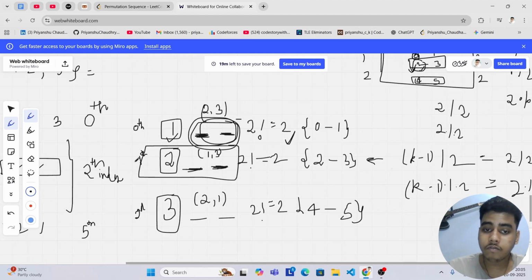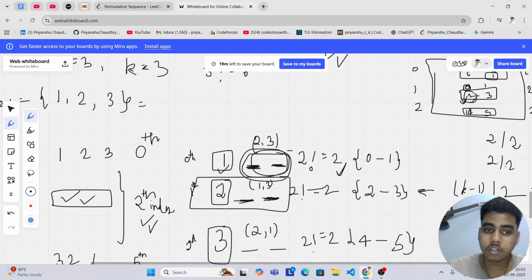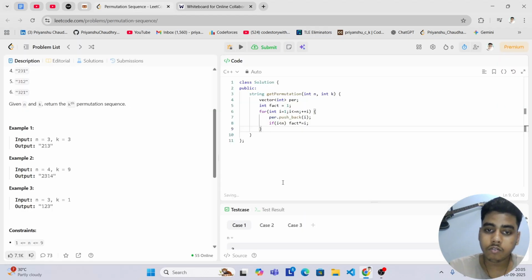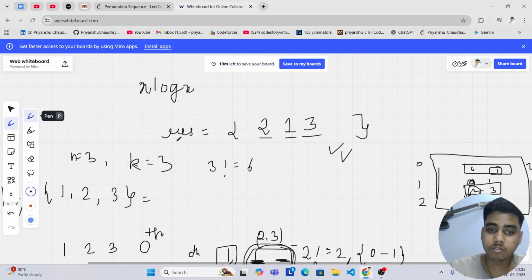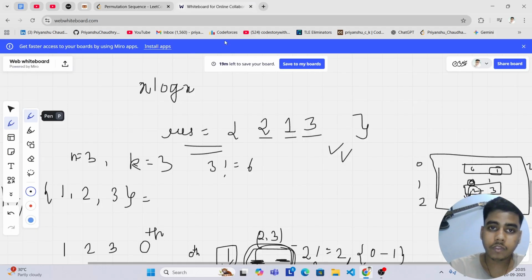Now I have to find in which block our 2nd index element is hiding. k was given 3, so I should reduce it by 1 also, because I am taking 0 based indexing. I was also storing the result, and we have to store the result in a string. So I should create a resultant string as res.